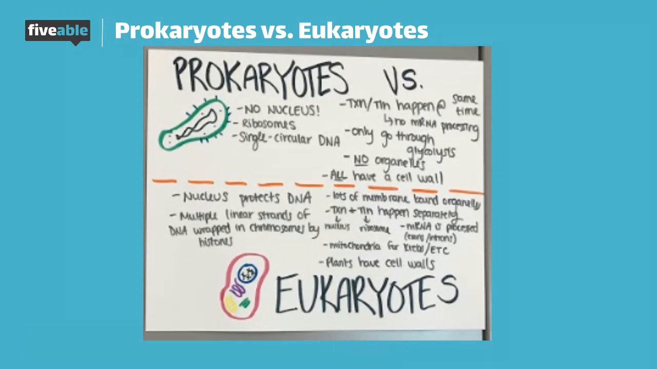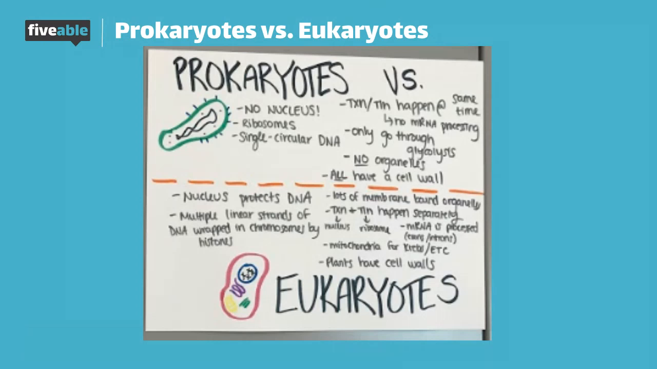As far as DNA goes, we have multiple linear strands of DNA wrapped in chromosomes, okay? So we condense these guys. We wrap them really, really tight around proteins called histones. More on that when we talk about DNA, but very different there. We have multiple of them, and it's linear. We have lots of membrane-bound organelles. Almost everything that we just talked about is only in eukaryotic cells.